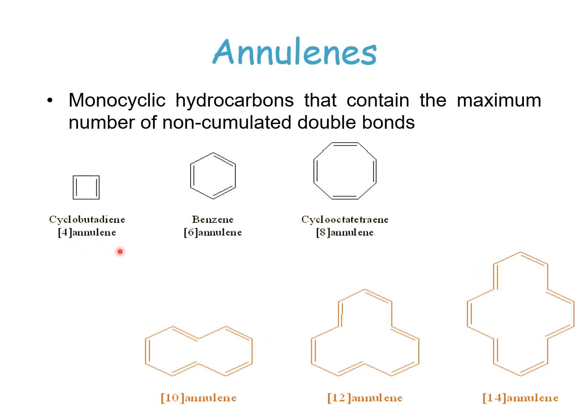4-annulene. Benzene, you know, is cyclohexatriene, so it contains 3 double bonds, 6 electrons, so it is called 6-annulene. Likewise, we have 8-annulene, 10-annulene, 12-annulene, 14-annulene, and even higher derivatives.